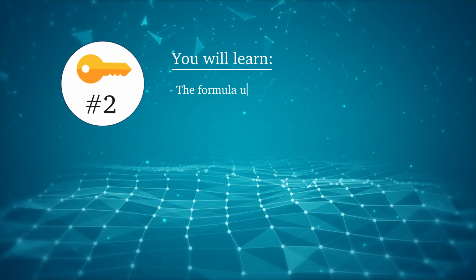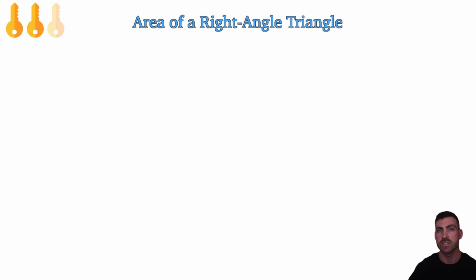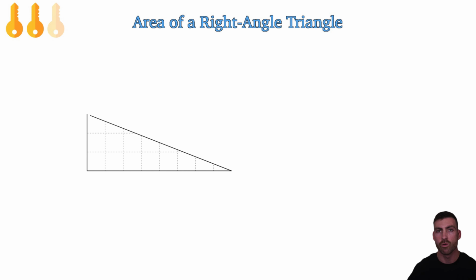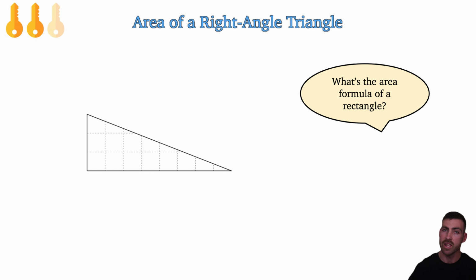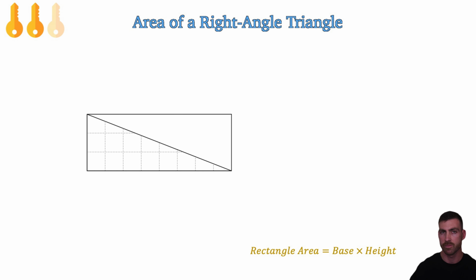In this section, you will learn the formula used to find the area of a triangle. Let's start with a right-angled triangle. Remember, when we find area, we're counting the squares inside a shape. But triangles are different. The squares inside them don't fit neatly. They're cut. So instead of counting, let's use something we already know. What's the area of a rectangle? Yes, base times height. But this isn't a rectangle.